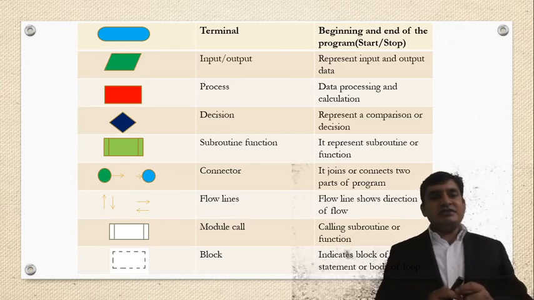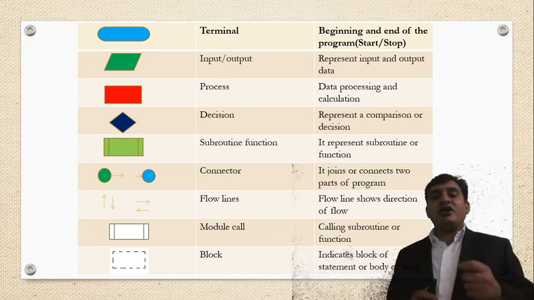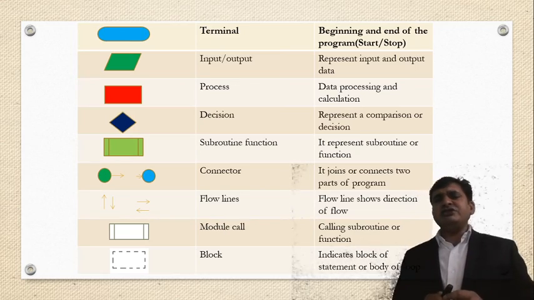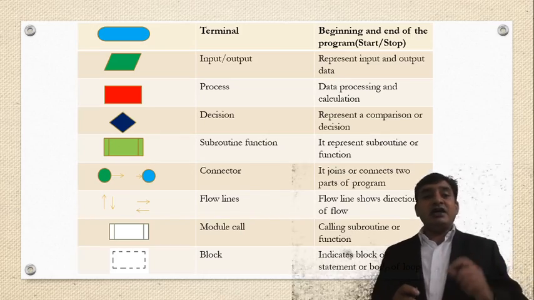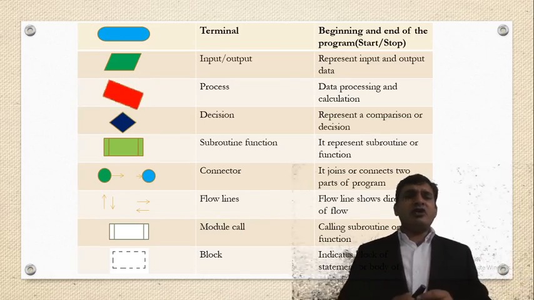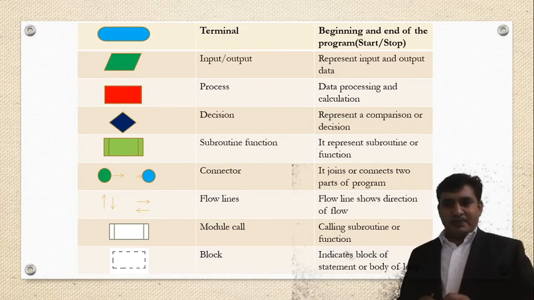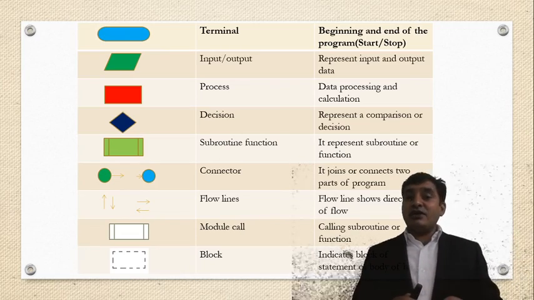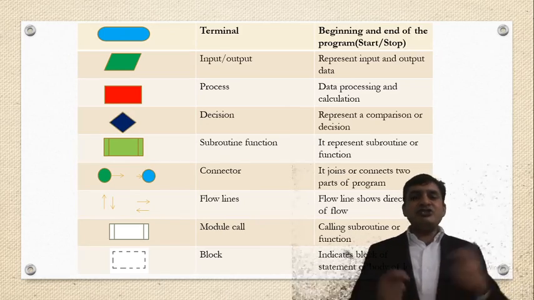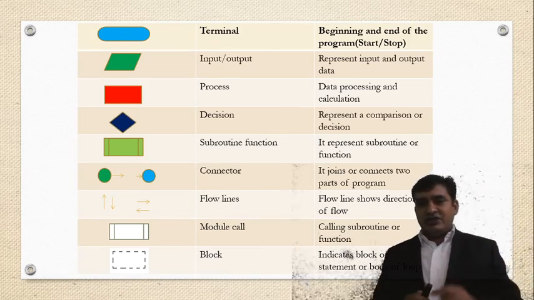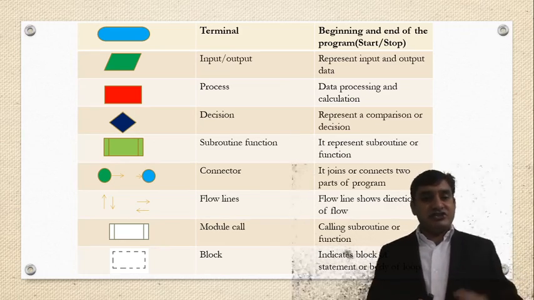Next shape is parallelogram, which is used for input and output. This symbol is used to represent input and output data in a flowchart. Next symbol is a rectangle, which is used for processing, that is, data processing and calculation in a flowchart. Then next symbol is a diamond, which is used for decision making. This represents a comparison or decision.